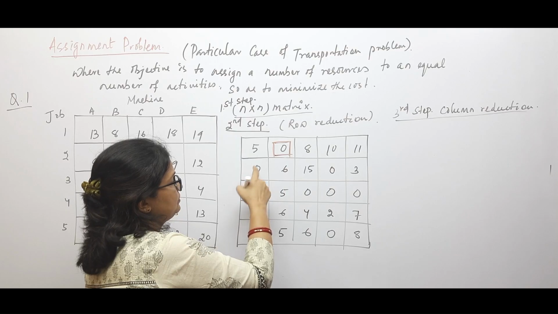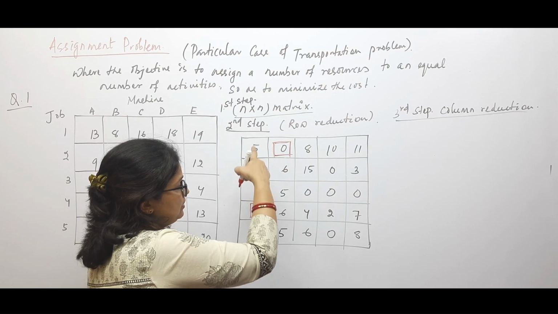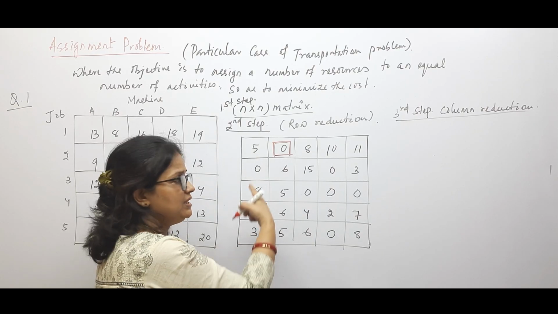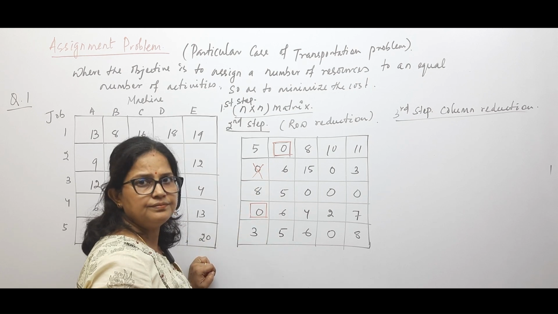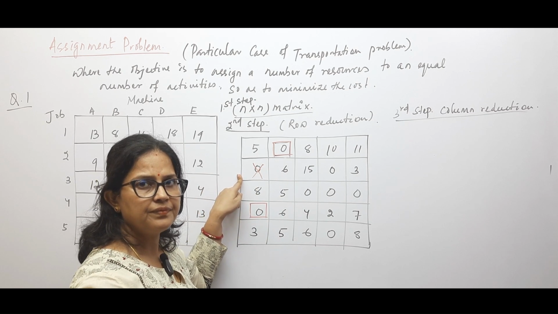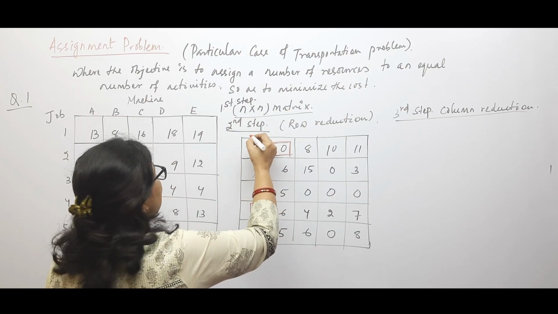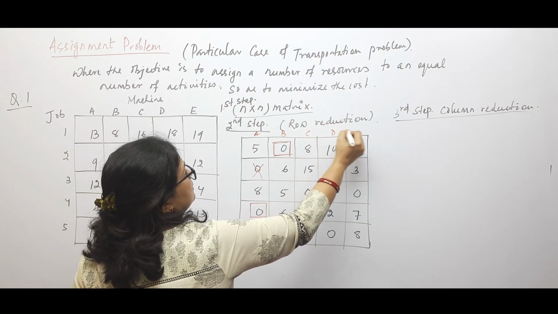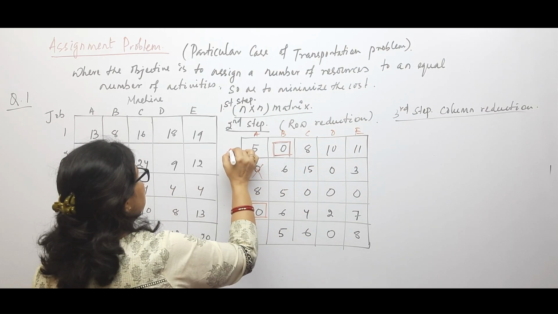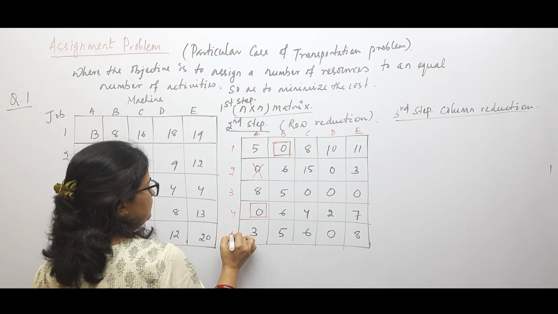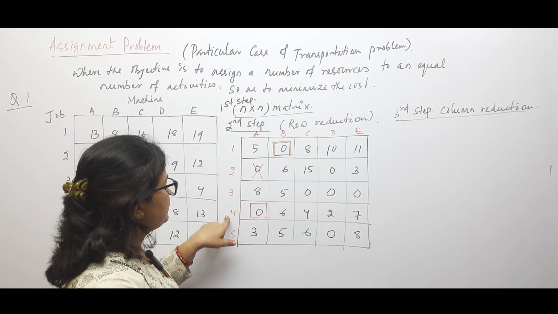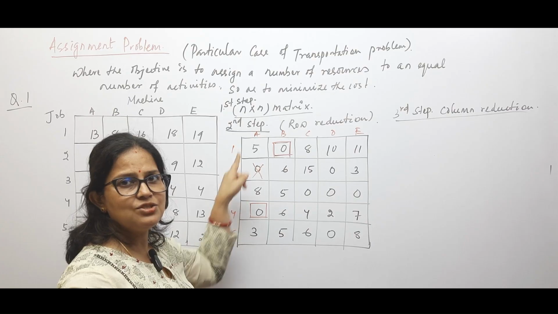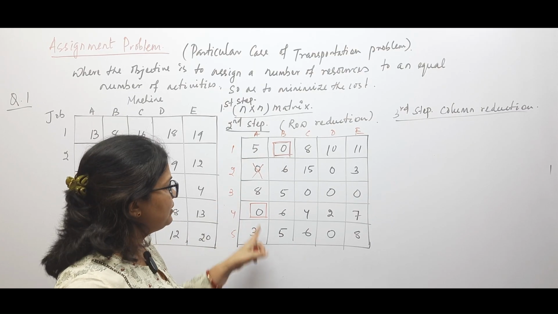But when you assign one, you have to see whether any 0 exists in this column or not. If any 0 exists, then you have to cut it. No need to consider this one. Why? Because the number of machines and number of jobs are the same: 1, 2, 3, 4, 5. If a job is assigned to machine A, how can we assign another job to the same machine? That's why you need to cross it.